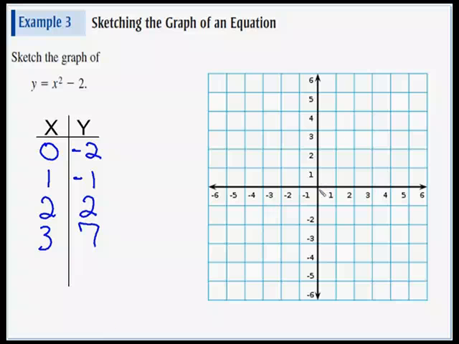(0, -2): 0 on the x-axis down to -2 on the y. (1, -1): 1 on the x, -1 on the y, over 1, down 1. Next point would be (2, 2), over 2, up 2, and then over 3, up 7.